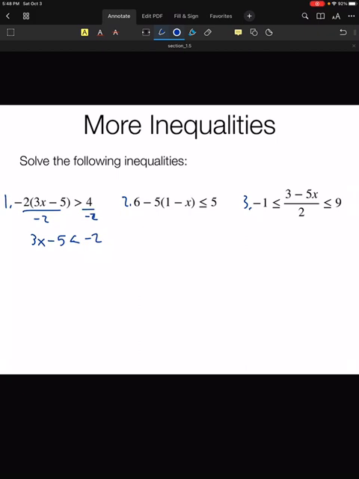Okay. Then I add 5 to both sides. I get 3x is less than positive 3, which means that if I divide by 3 on both sides, I get that x is less than 1. Okay, so we just had some multiplication here in number 1, which made it a little bit different. But here's our answer. Again, you could substitute in 0 and see that you'd get -2 times -5, which is positive 10, is greater than 4.